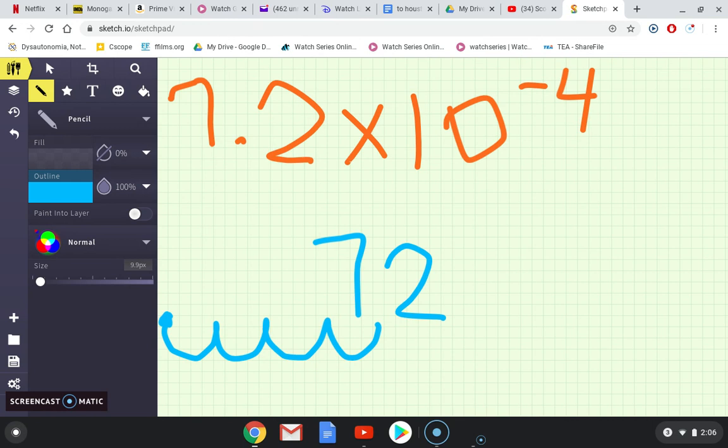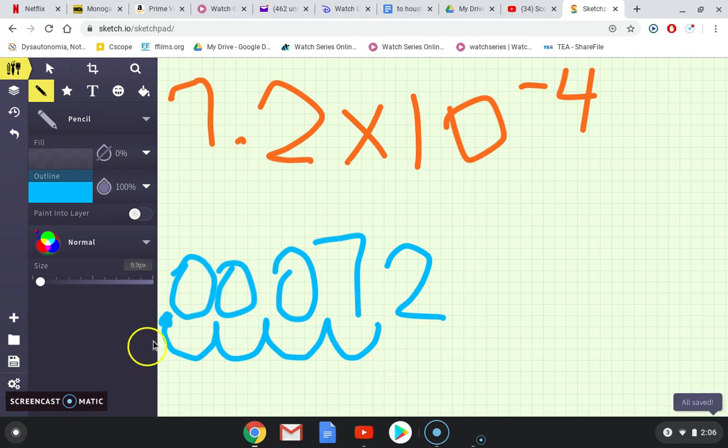And I'm going to fill in my dippy-doos with zeros. So be careful. The 7 takes up one of the dippy-doos. So I have 1, 2, 3 zeros. So my answer is 0.00072. And if you want to put a 0 in front of the decimal, that's fine as well.